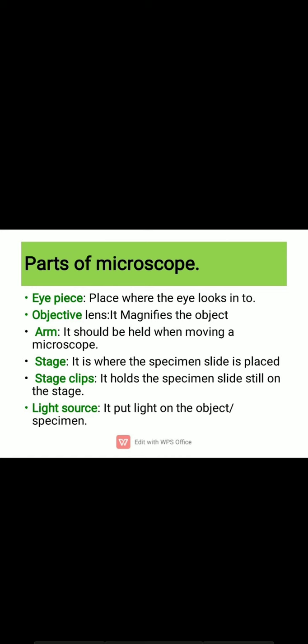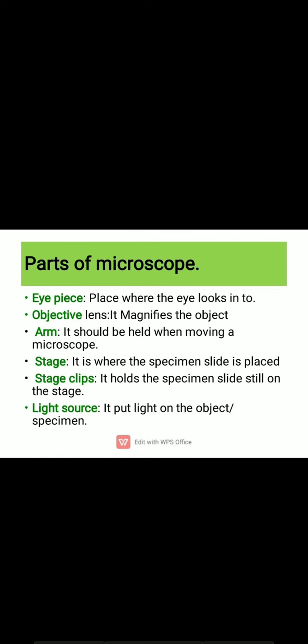The first part is the eyepiece. The eyepiece is the place where the eye looks into, means from where you put your eye on a microscope; it is called the eyepiece. The next one is the objective lens. It will magnify the object, it will make the object clear and visible to you. The next part is the arm. It should be held when moving a microscope, means whenever you are moving a microscope from one place to another, you will hold it by the arm.